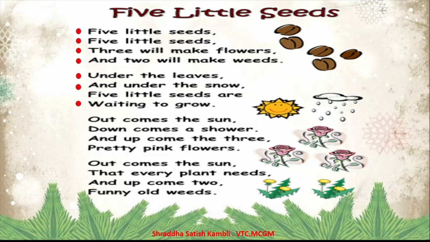So now they're waiting to grow under the leaves and under the snow. And then what happens? Out comes the sun. So can you see? The sun comes shining brightly, and when the sun is shining brightly, all the snow which is there on top of the seeds melts and goes away.